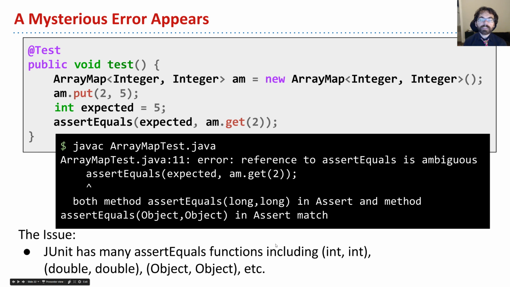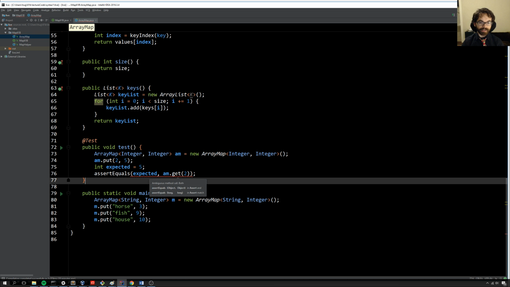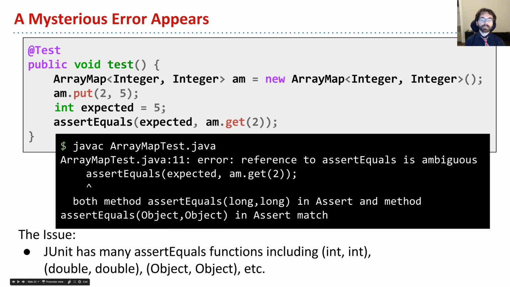Okay. So this brings us to that error that we were interested in. In this case, this is the command line version of the same error. It's this thing here, and it's that there's an ambiguous method call. What Java is saying is, I don't know if you meant assertEquals long long or assertEquals Object Object. Now that might seem a little strange because if you look, it's actually int Integer. So how did we get to long or Object?